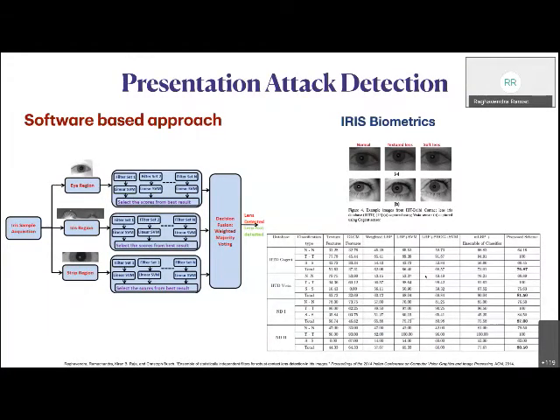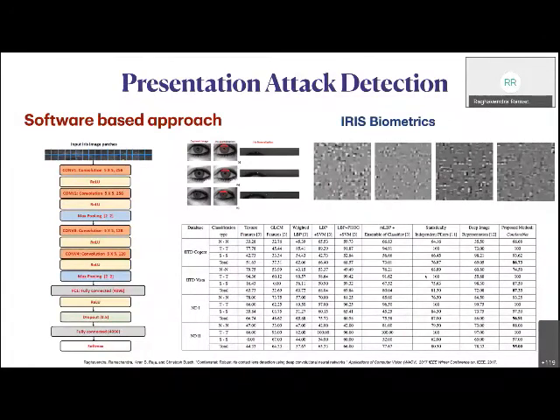In the next work, we thought of proposing a simple, shallow network. We identified that, rather than processing the iris region as a single image, why don't we use patches? If we use the iris image as patches, can we come up with a new architecture that can be used to detect these kinds of attacks? So this is a simple three-level architecture.